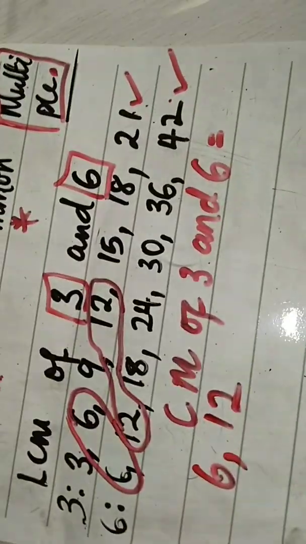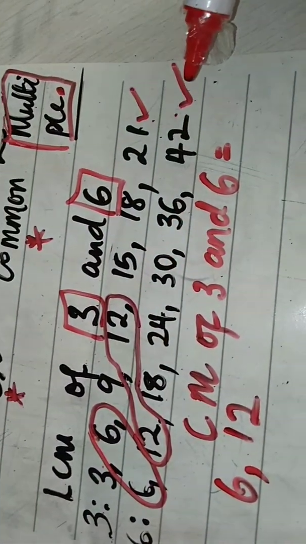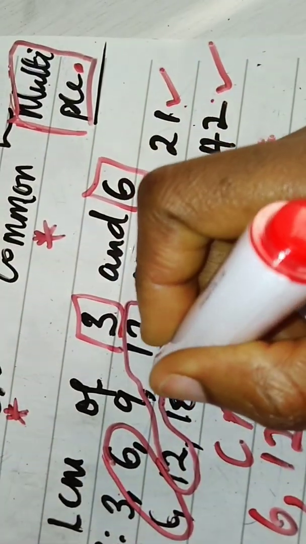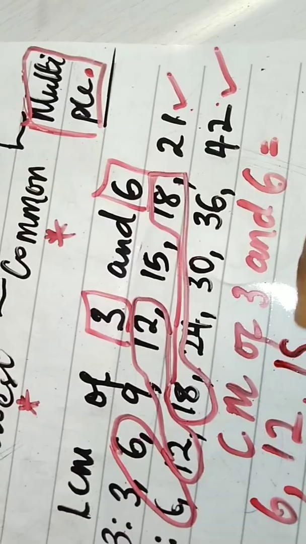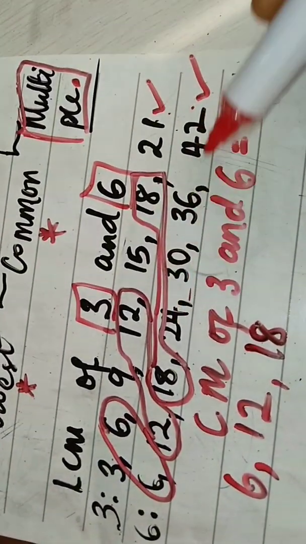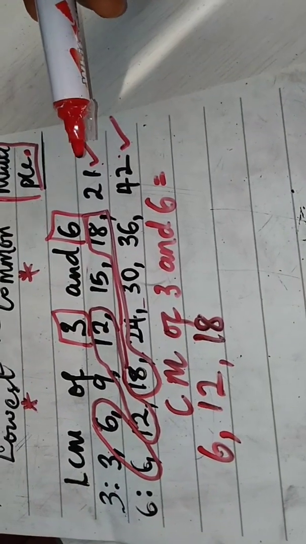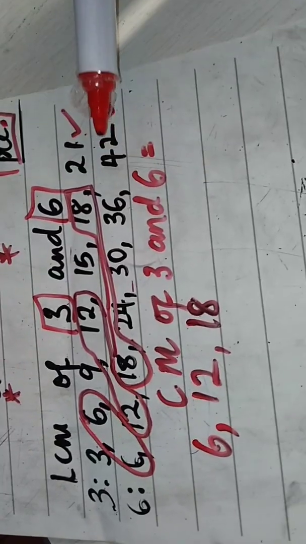And then there's 15 here, but there's no 15 here, so it's not a common multiple. There's 18 here, and of course there's 18 here. So this is another common multiple, and that's 18. There's 21. There's no 21 here. Now perhaps if we had continued to get the multiples of 3 past 21, maybe we get 24, 27, and so on, and we continue with this, we would get more and more.